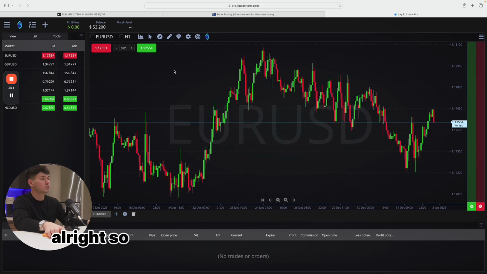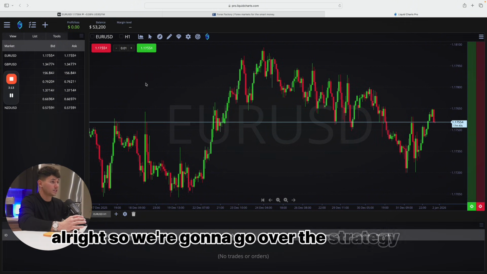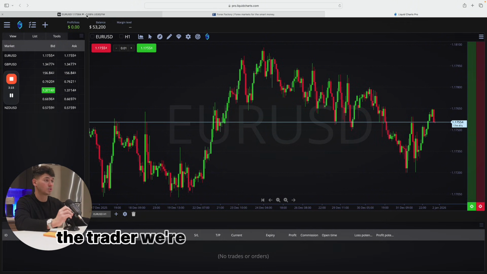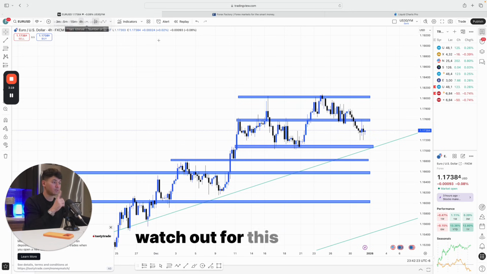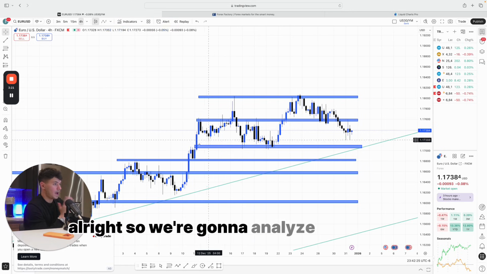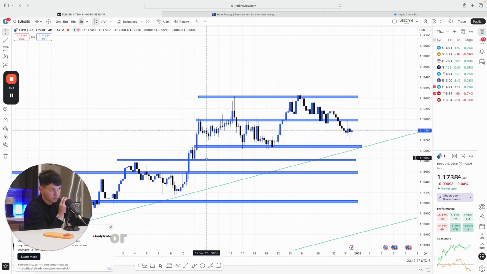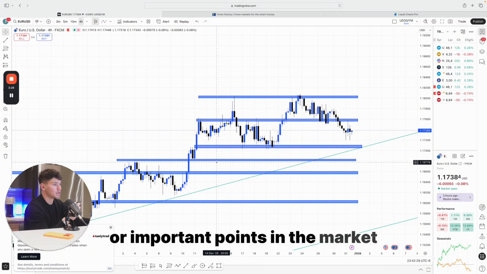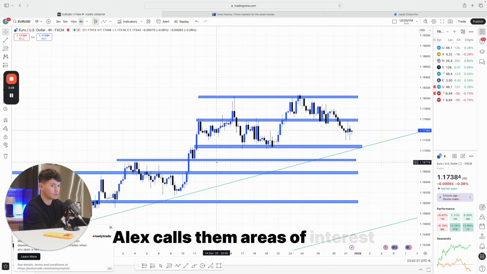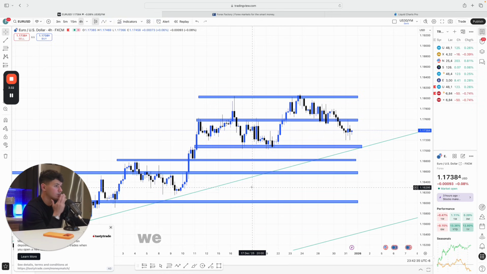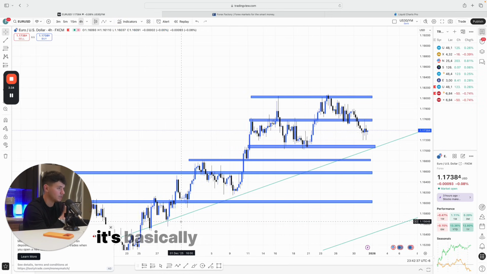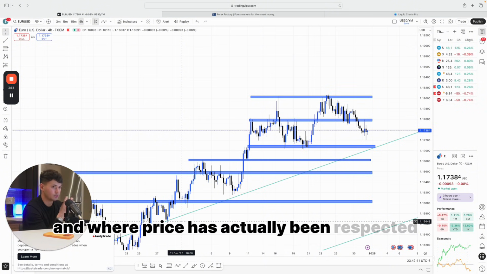So we're gonna go over the strategy that we're gonna be placing on EUR/USD. If you guys want to make some money, watch out for this strategy. We're gonna analyze our areas of interest, or important points in the market. Alex calls them areas of interest. We have them all here already, already marked. It's basically support and resistance, where price has actually been respected a lot.